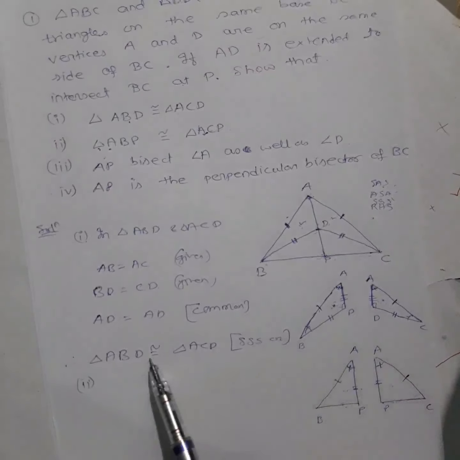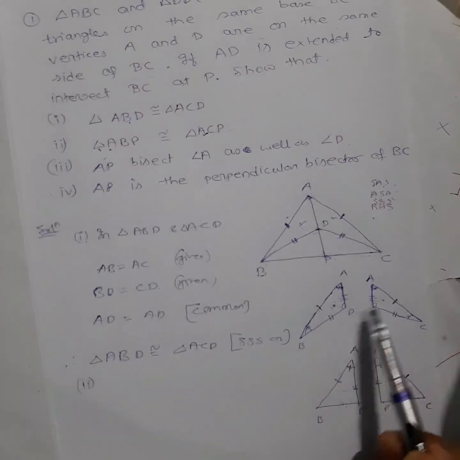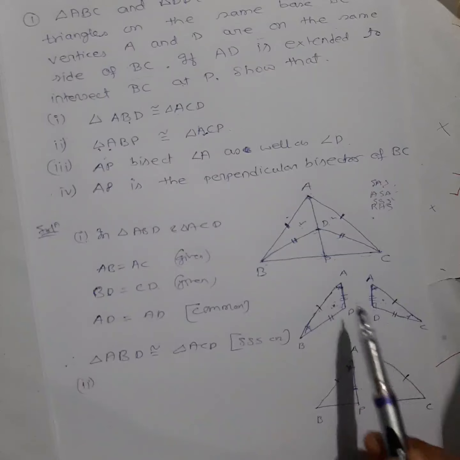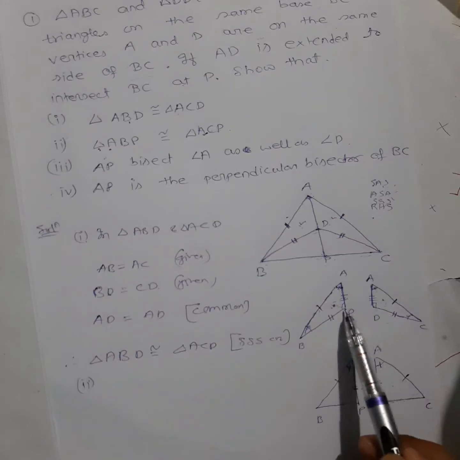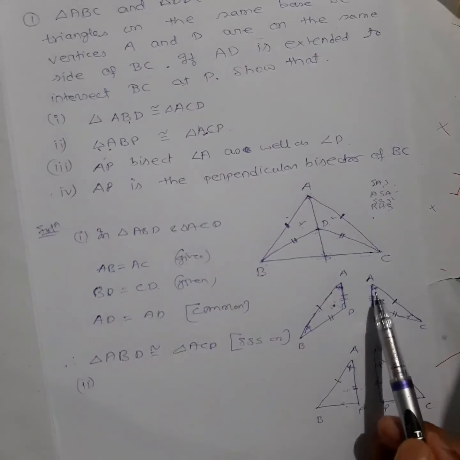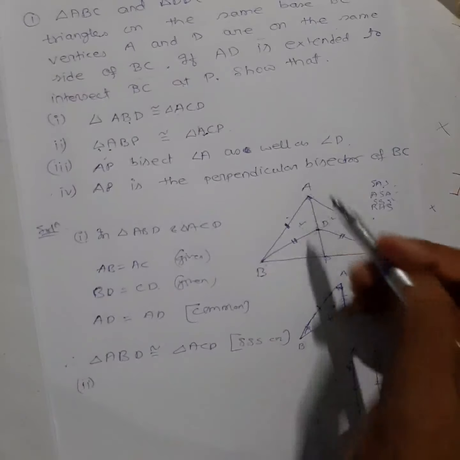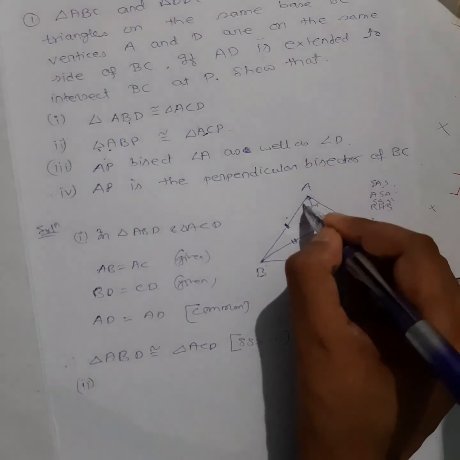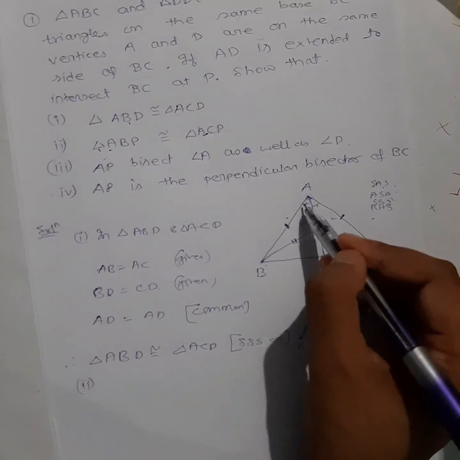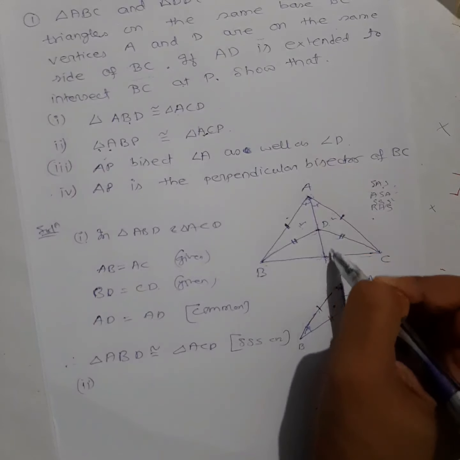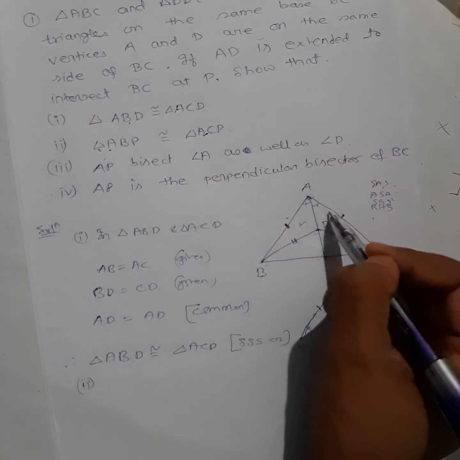So if they are congruent, all angles of this triangle must be equal to all angles of this triangle. Obviously this corresponds to this, this corresponds to this, and this corresponds to this. So obviously this and this are equal. So this angle and this angle we have proved are equal. Now from this you can say AP is the bisector of angle A.